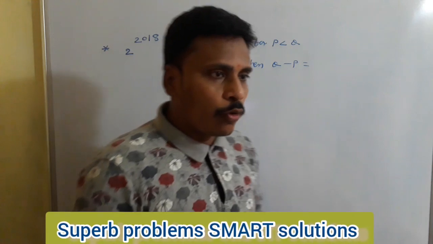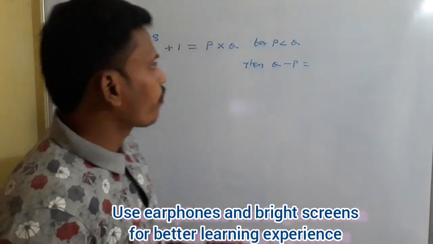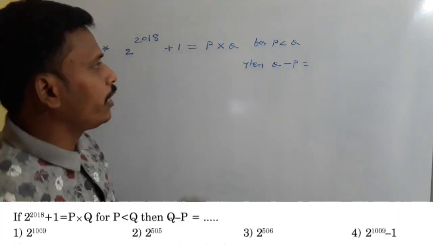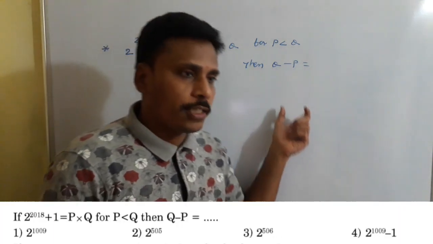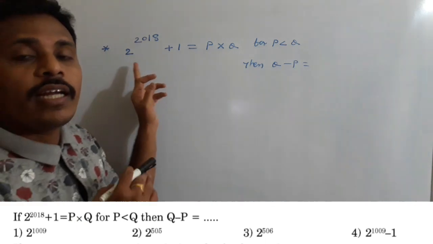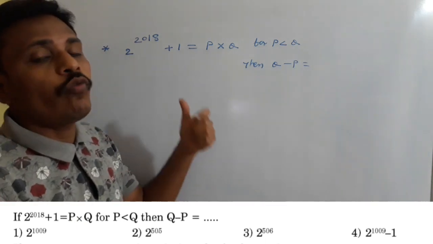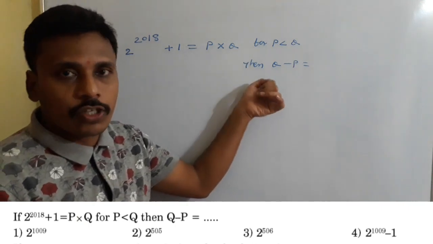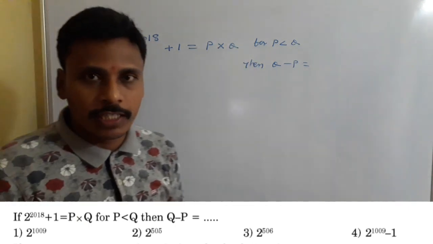So in today's class I am going to discuss some of your doubts. Okay, the first problem is this: 2 power 2018 plus 1 is equal to p into q. Then we need to find q minus p. That means first of all you need to factorize this 2 power 2018 plus 1. Then you will get two factors for this number. You say the smaller one as p and the larger one as q. At the end you need to find the q minus p value.